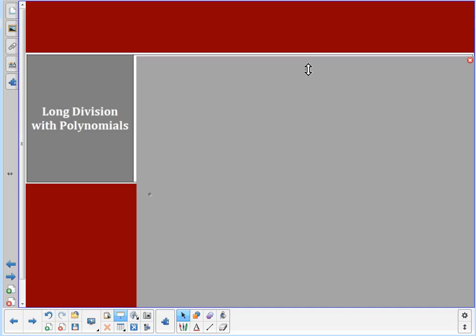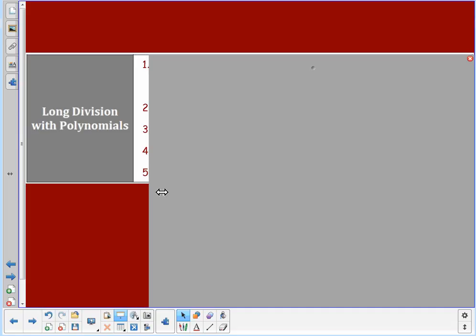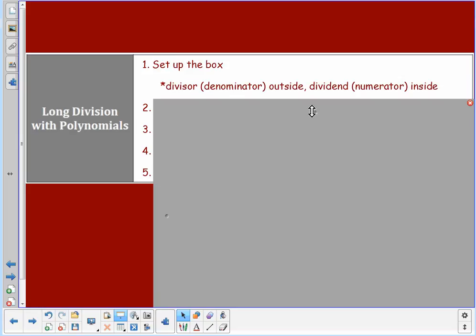with polynomials. So here's our process of dividing polynomials, and you can see there are 5 steps to write down. The first one is to set up the box. And what we mean by the box is the division box. Your divisor, the number that's on the bottom, goes on the outside, and the dividend, the numerator, the top, goes on the inside.